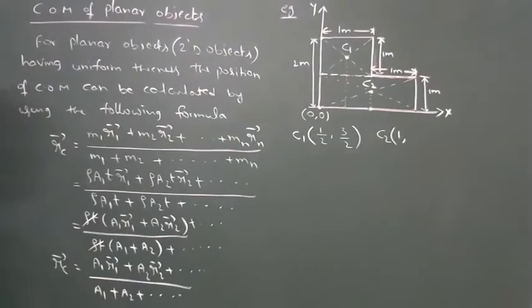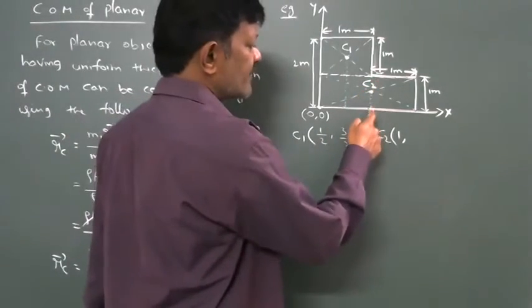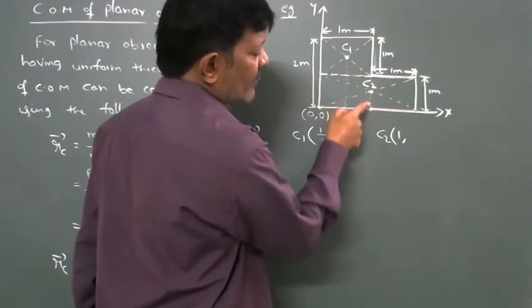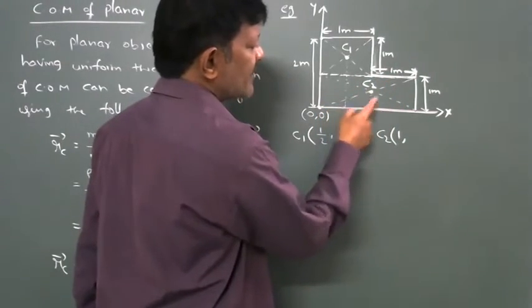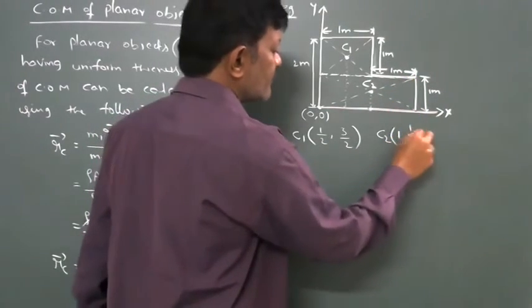So 1 comma, and the y coordinate means the perpendicular distance of C2 from the x-axis. So this length is the y coordinate of C2. This length is exactly half of this total length, total side 1 meter, that is half.